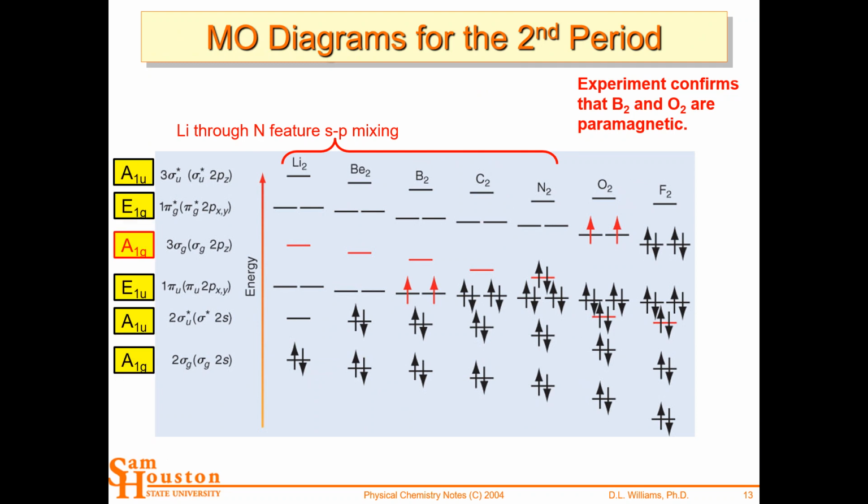So if we look at those levels, we have the A1G, the E1U, and the A1G is this one here. That's that PZ sigma bond. And that's where it is in lithium.